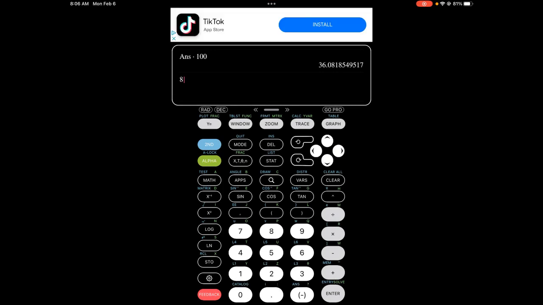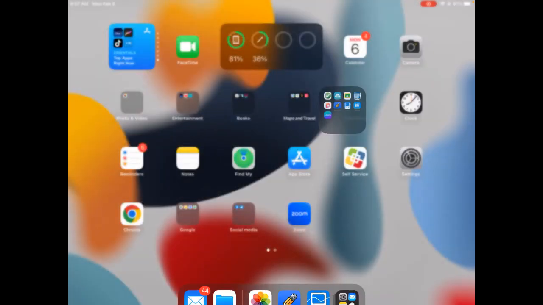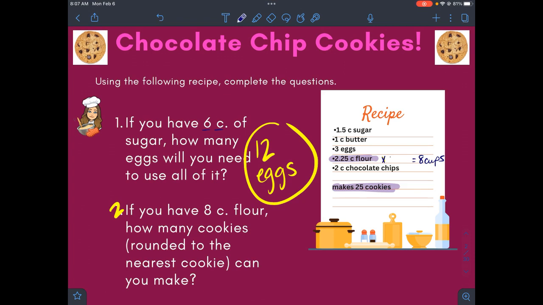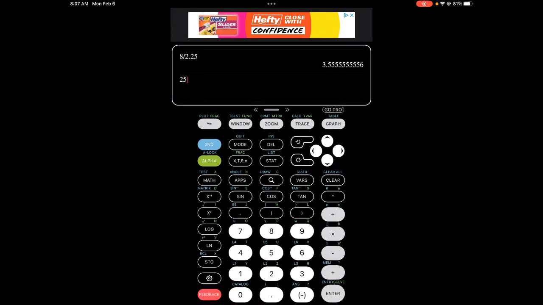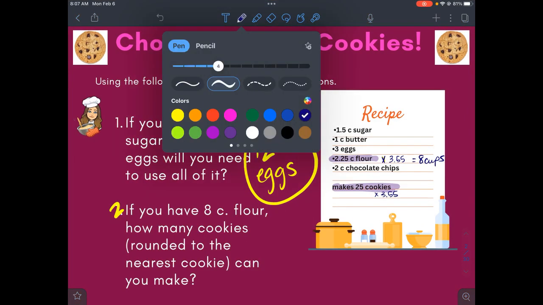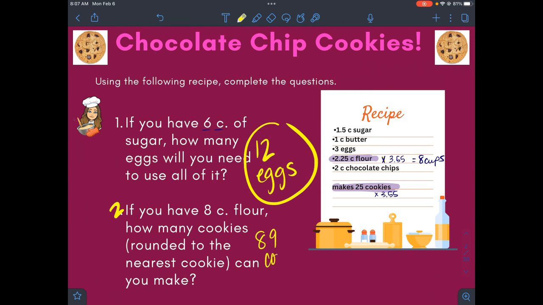So we're going to take our 8 cups of flour that we have divided by 2.25, and we get 3.55. So we need to multiply by 3.55 to get that 8 cups. So we need to do the same thing to the cookies, times 3.55. So I'm going to do 25 times that 3.55. I'm actually going to do 25 times answer, and I get 88.8. If we round that off to the nearest cookie, that's going to be 89. So our answer here is 89 cookies.